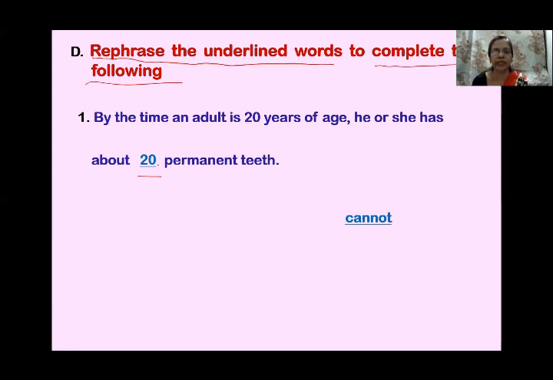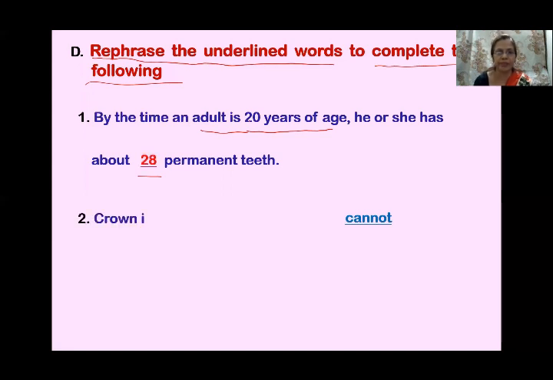By the time an adult is 20 years of age, he or she has about 20 permanent teeth. Where are 20 teeth found? They are found in milk teeth. But here the person is 20 years of age, adult age. So at 20 years of age, it should be 28 permanent teeth.